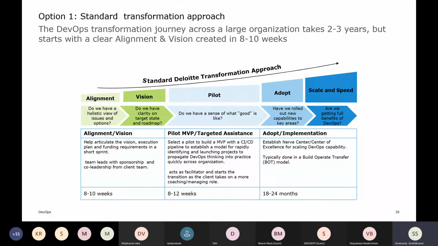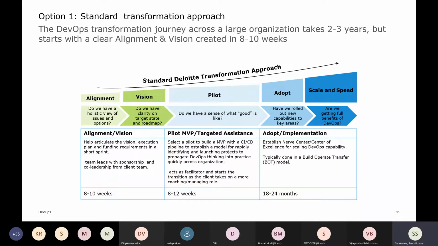And once things are ready, it moves to the pilot, MVP, target state. Select the pilot to build an MVP with the CI/CD pipeline to establish the model for rapidly identifying and launching projects, to propagate DevOps thinking into practice quickly across the organization. It takes 8 to 12 weeks. Once this pilot is done, each phase has a checkpoint. They will not go just like that to the next stages. So: alignment and vision, pilot, adopt, and scale and speed. This is the level of improvement where the vision has to be set.